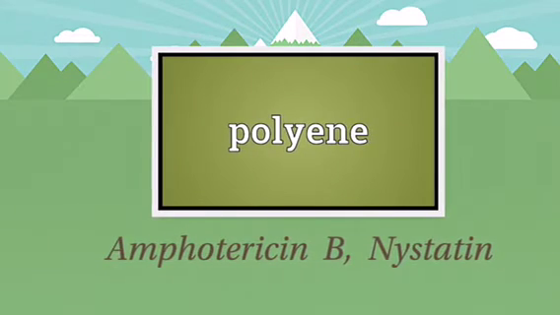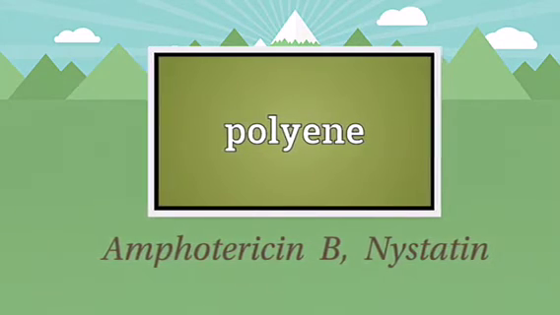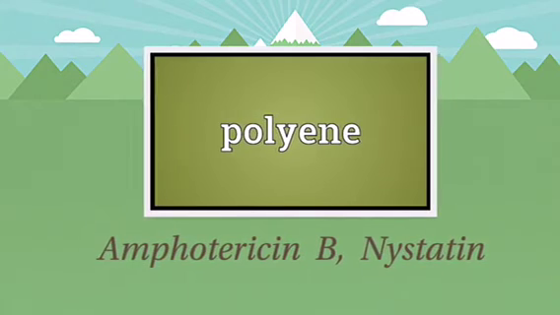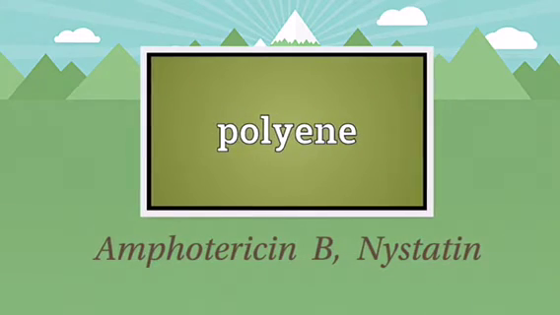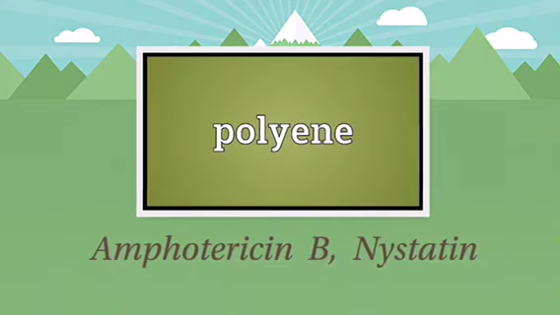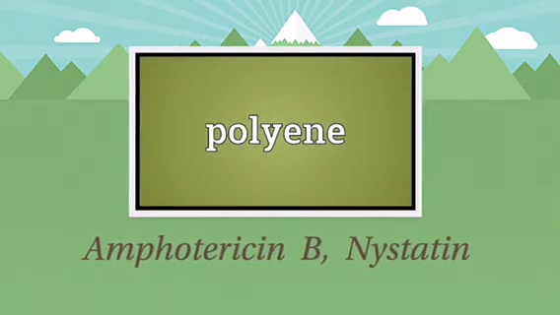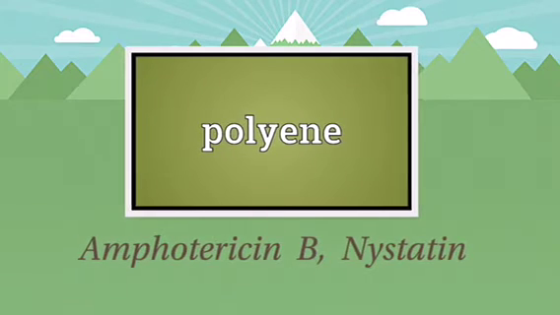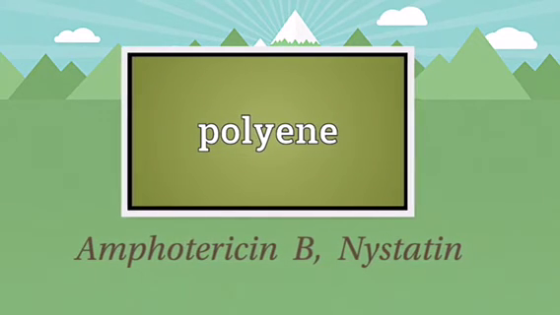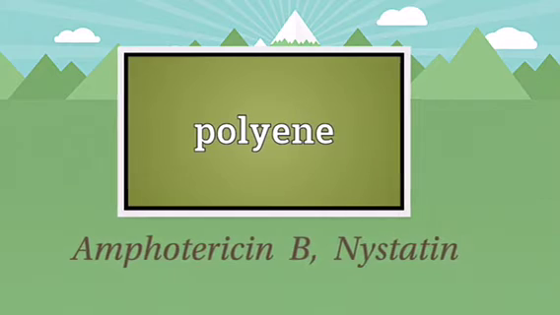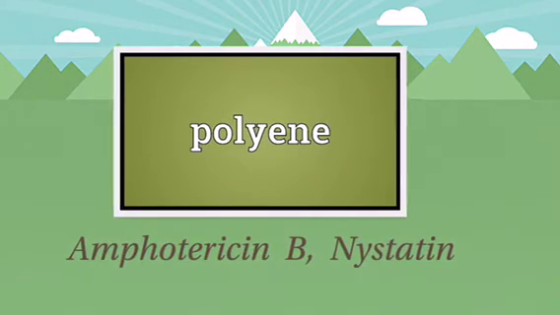Polyenes combine with ergosterol to form membrane pores. An example of this are Amphotericin B and Nystatin. And the adverse effects are renal toxicity, hemolytic anemia, and hypokalemia.